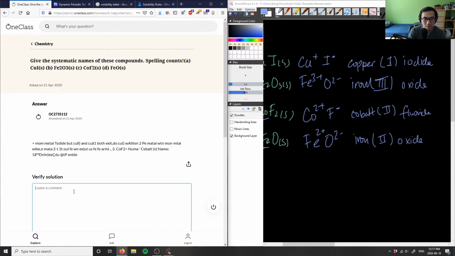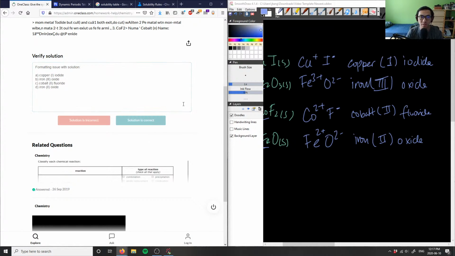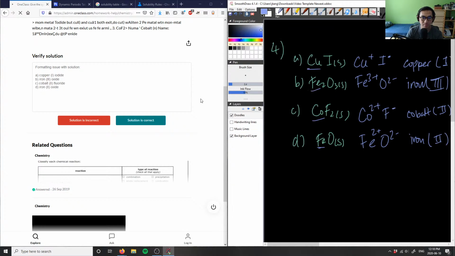So I'm going to say formatting issue with the solution. I'll just type it out. A is copper 1 iodide. B is iron 3 oxide. C is cobalt 2 fluoride. And D is iron 2 oxide. And the solution in here is incorrect because I can't see the solution. This is number 4.